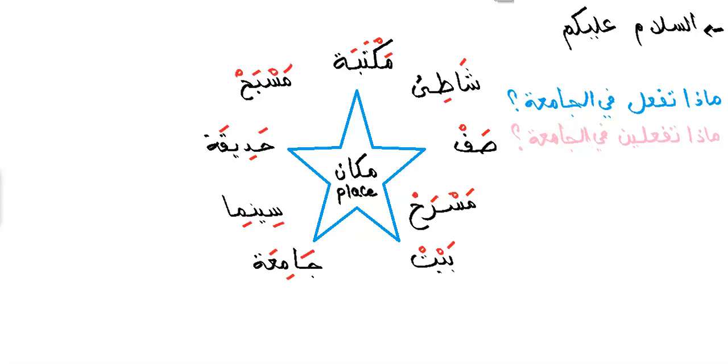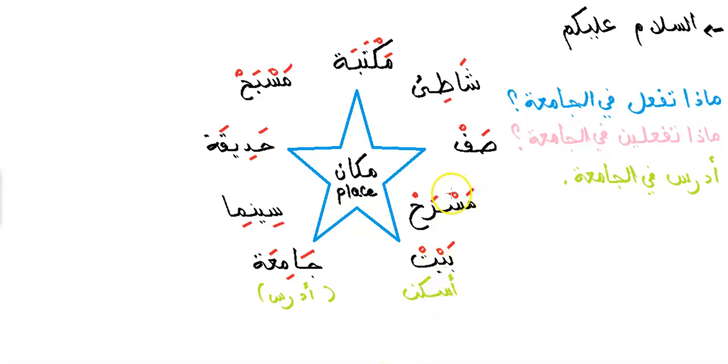The answer would be the same. أدرس. For both male and female, they would both say أدرس. أدرس في الجامعة. I study. So the word that we would put with جامعة is أدرس. I study. Then بيت, أسكن.